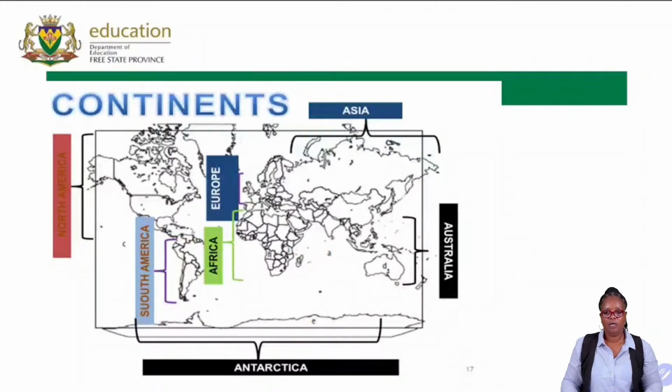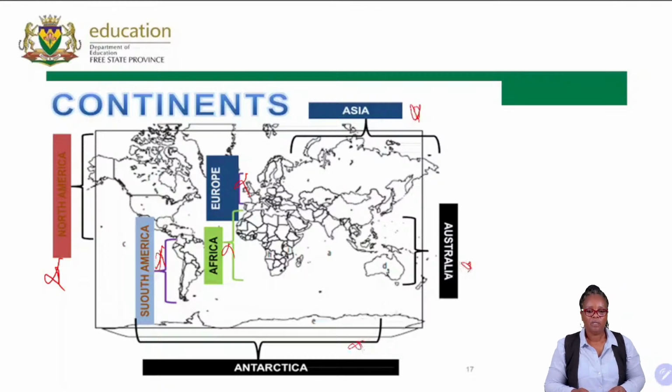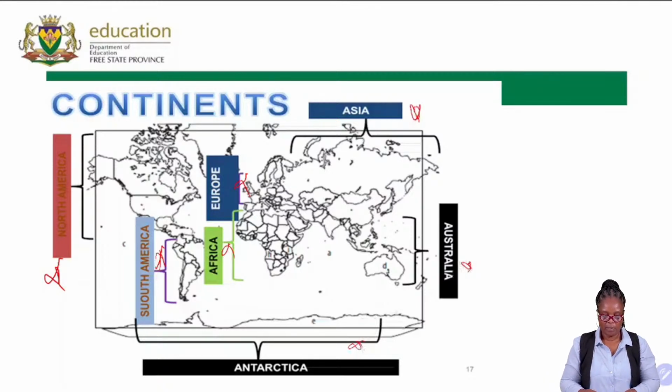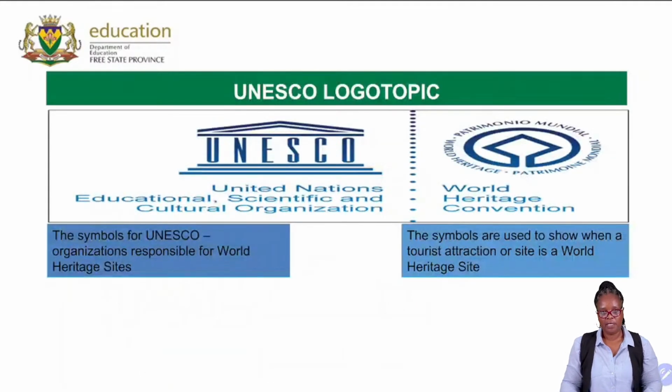Here we are. Look at the plotted map with the continents. We have North America. Can you see that? We have Europe. We have Africa. We have South America. We have Antarctica. We have Australia. We have Asia. All these continents, you need to know them by heart.